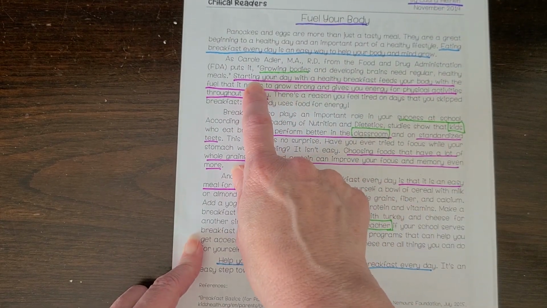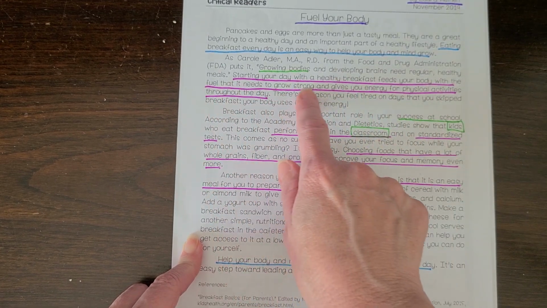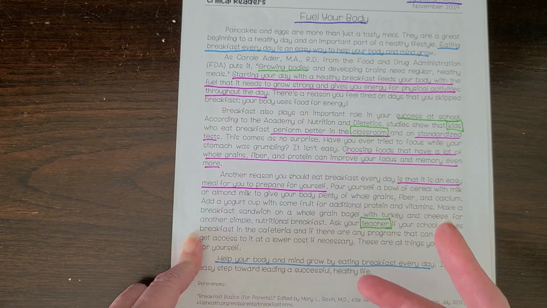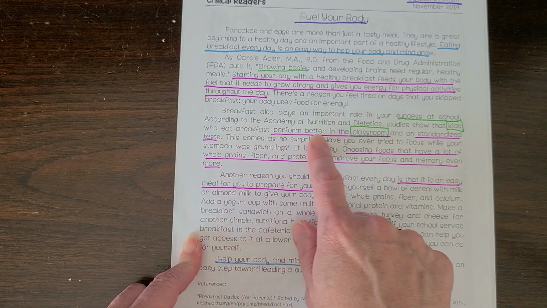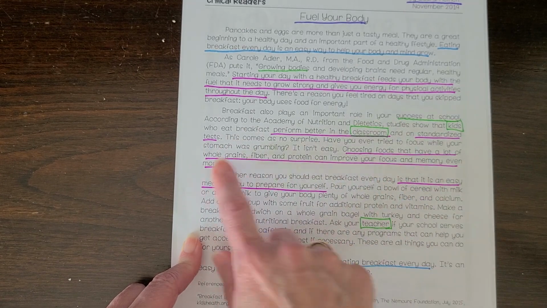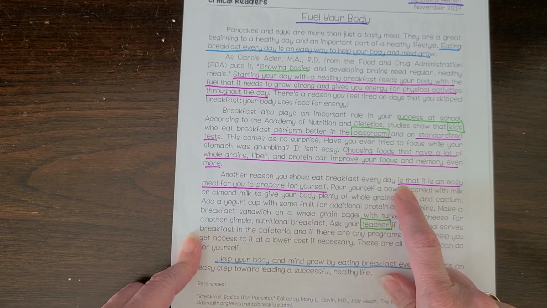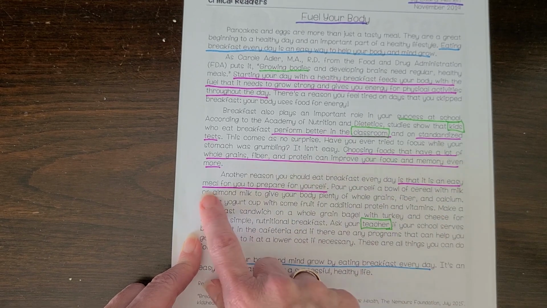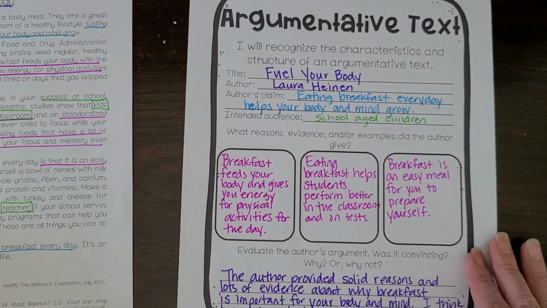So I said in paragraph 1, it says starting your day with a healthy breakfast feeds your body with the fuel it needs to grow strong and gives you energy for physical activities throughout the day. So I underlined that as part of my evidence. And then I also underlined where it says people who eat breakfast perform better in the classroom and on standardized tests. It helps you focus your memory even more. That was the second thing. And then the third thing I found was that it's an easy meal for you to prepare for yourself.